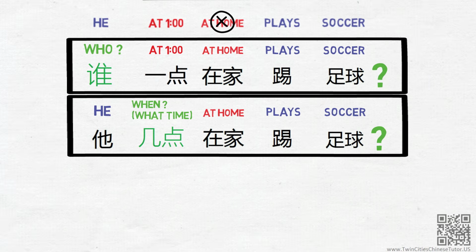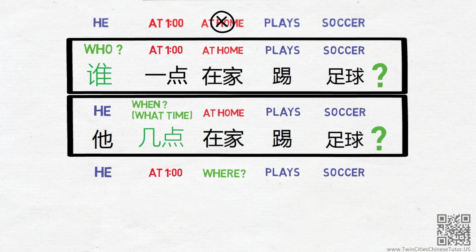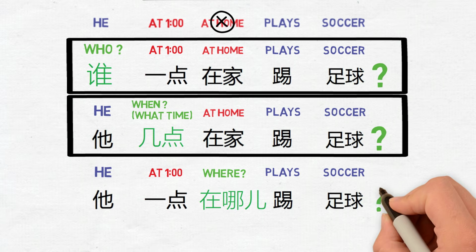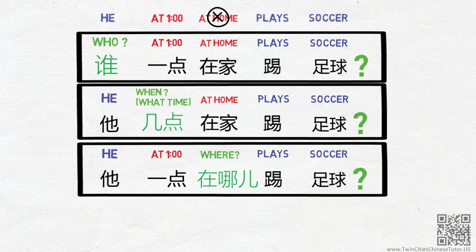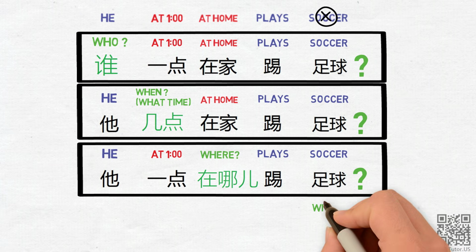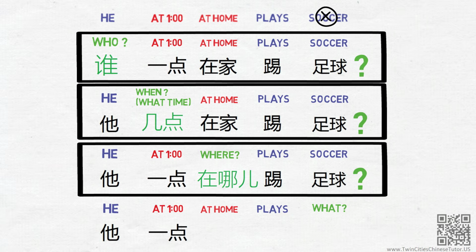Similarly, to ask a question about place, we follow the exact same rule. So the sentence will turn into he at 1 o'clock where plays soccer. In Chinese, that'll be 他1点在哪儿踢足球? And to ask a question about things, we would use the question word what. So in Chinese, it would be he at 1 at home plays what?